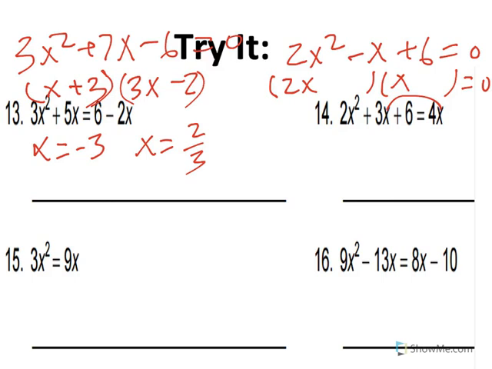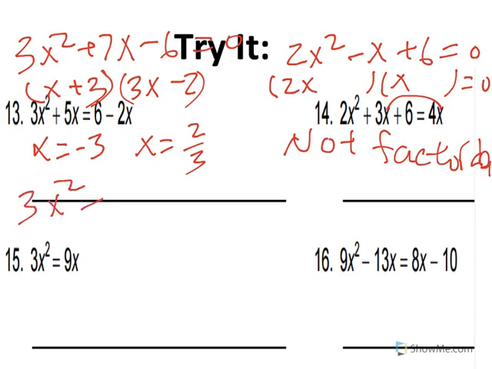Yeah, so this one we say that it's not factorable. So we need to solve this by a different method, but we haven't shown you yet. As for right now, I just said it's not factorable. Okay, let's try 15. So we have 3x squared minus 9x equal to 0.